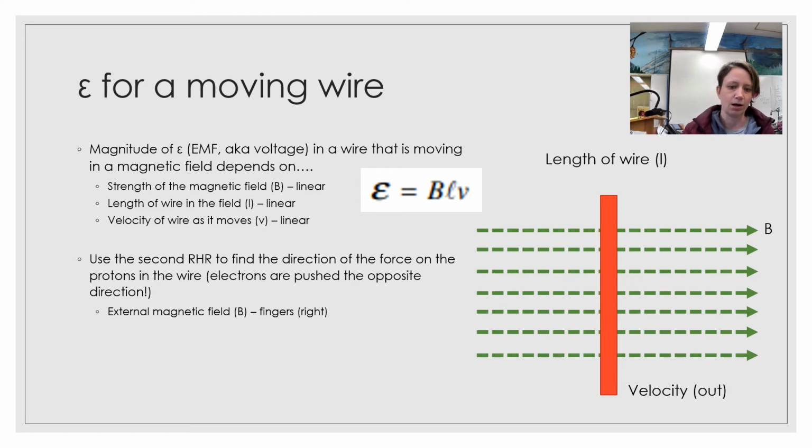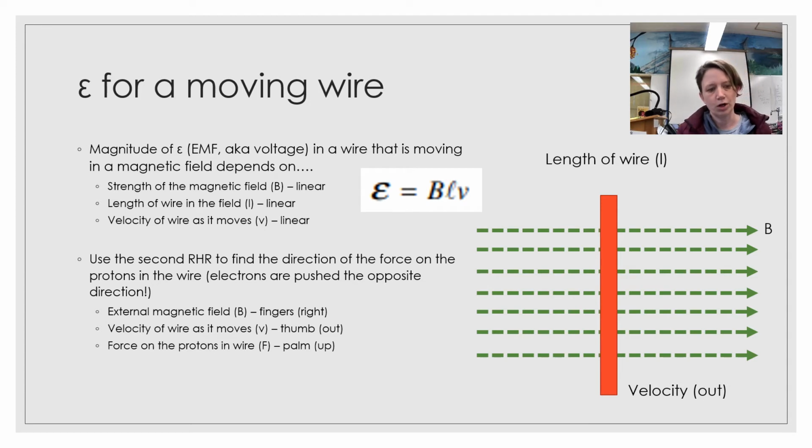It's force on an object from another field. So fingers point in the direction of the magnetic field. The thumb is going to now point in the direction of the wire that it's moving, the velocity of the wire. In that example I set up, I was pulling the wire out of the page towards me. So if you want to follow along, fingers to the right, thumb points out of your paper. And then the palm is going to tell you what direction the protons would be experiencing a force.